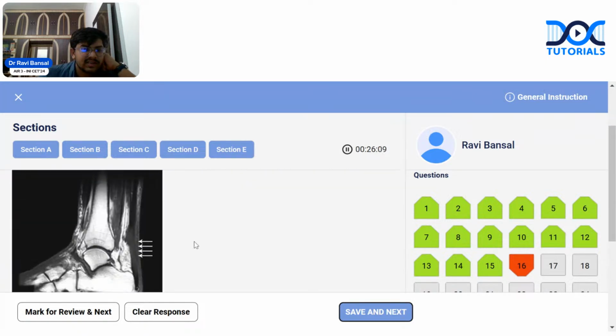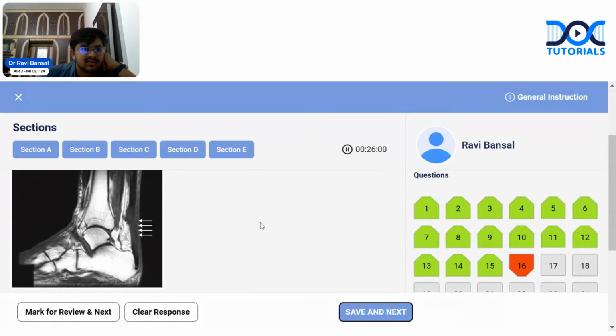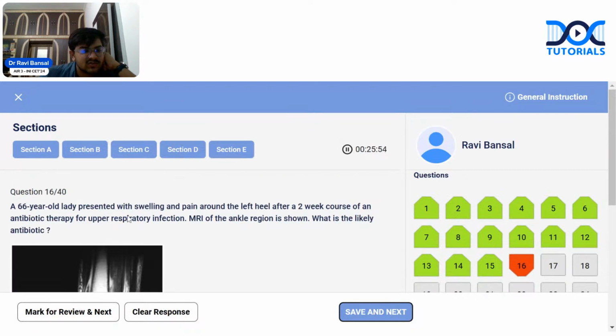What is the most likely antibiotic? A 66-year-old lady with swelling and pain on the left ankle after a 2-week duration of antibiotic therapy for an upper respiratory infection. MRI of the ankle is given below. On the MRI, we can see there is a rupture of the Achilles tendon. So tendon rupture is obviously FQ.